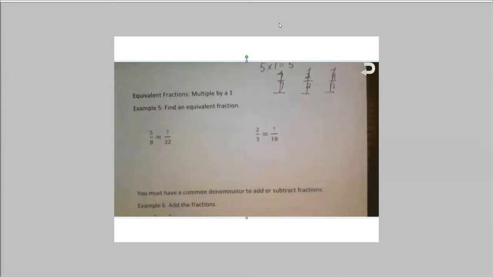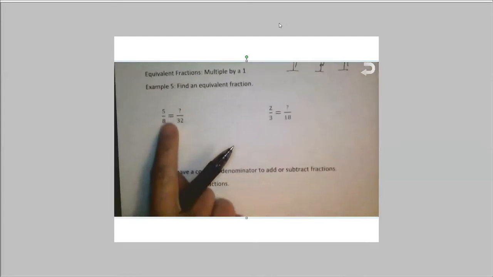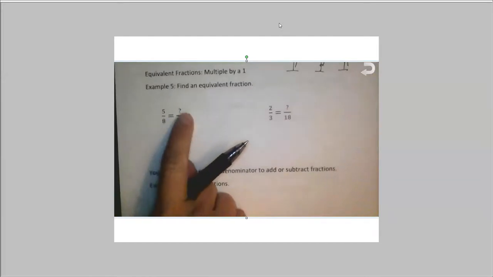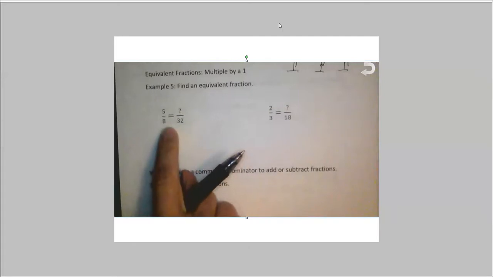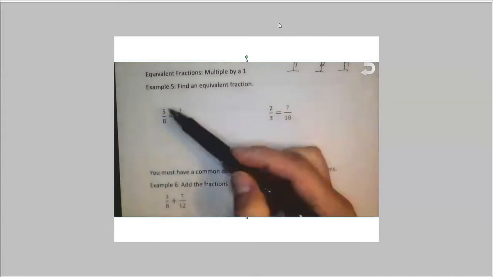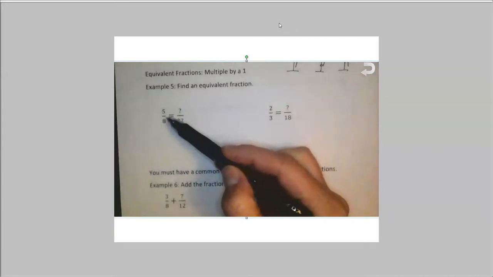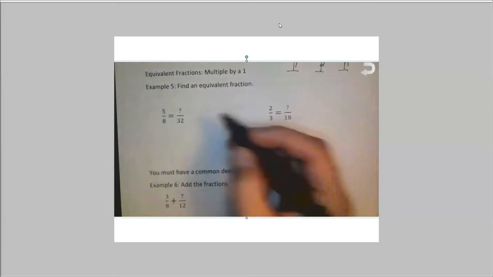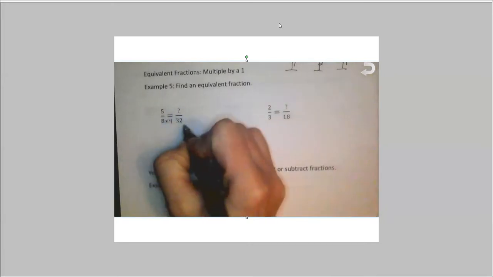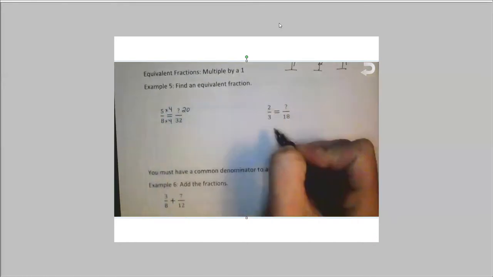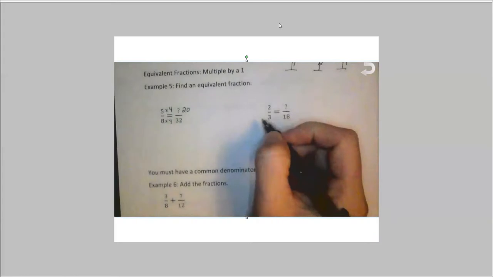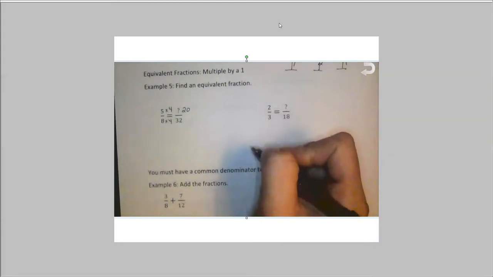So in this example, I have 5/8, and I want to know what fraction it is equal to if I change the denominator to 32. So 5/8 is equal to how much over 32? Well, the thing about multiplying a fraction, I have to multiply the numerator and the denominator by the same amount in order to get an equivalent fraction. I know that 8 times 4 is 32. So if I multiply 5 times 4, that will give me 20. So 5/8 is equivalent to 20 over 32.